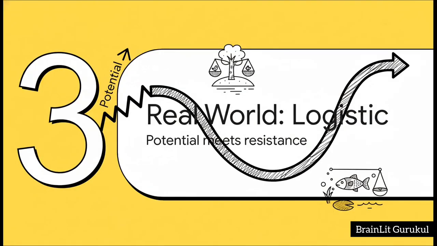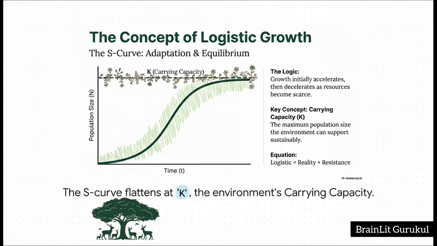And that, right there, brings us to our second and much more realistic model, logistic growth. This is where that raw potential smacks into resistance, and what you get is the incredible balance we see in nature. So instead of that J, we get an S, the classic sigmoid curve. It starts off looking almost exponential, but then it starts to bend and flatten out. And that ceiling it hits, that is probably the single most important concept here.